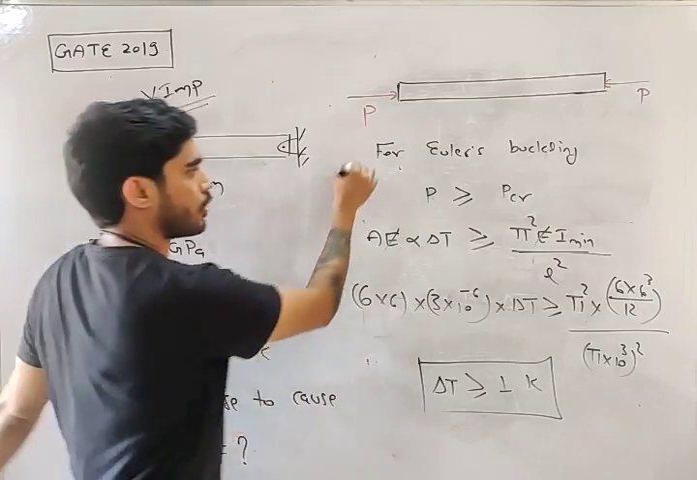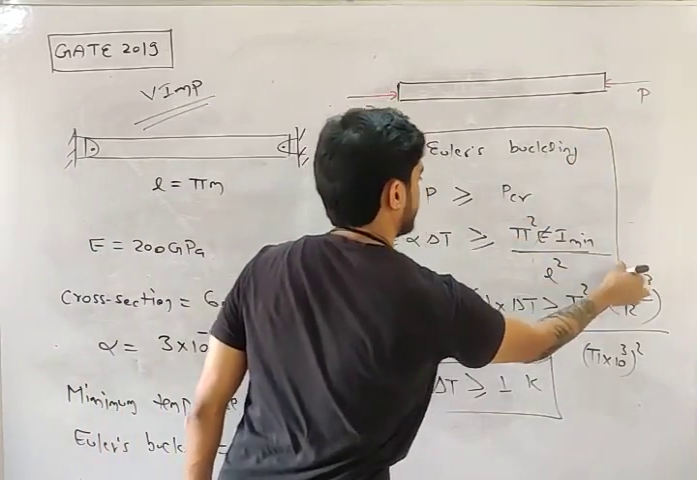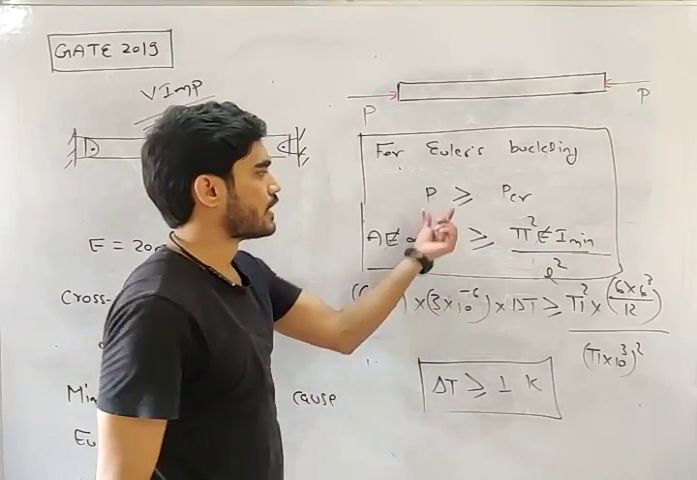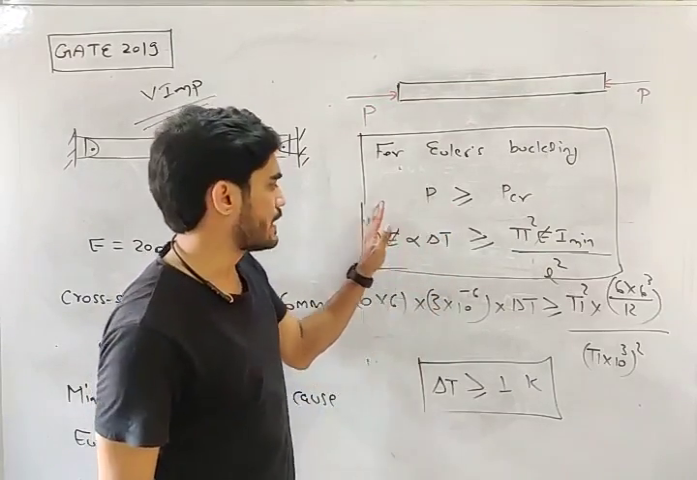Remember this. For Euler's buckling, P should be greater than or equal to P critical. Just put the value of P. What is thermal stress?